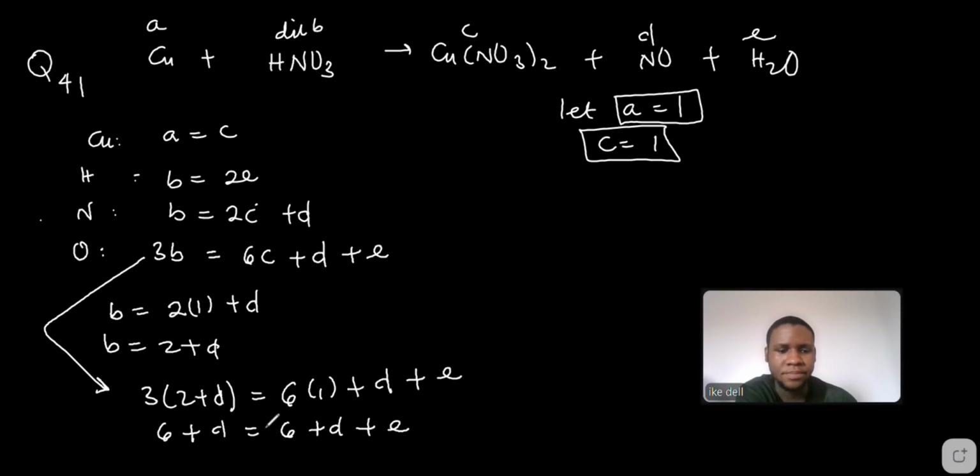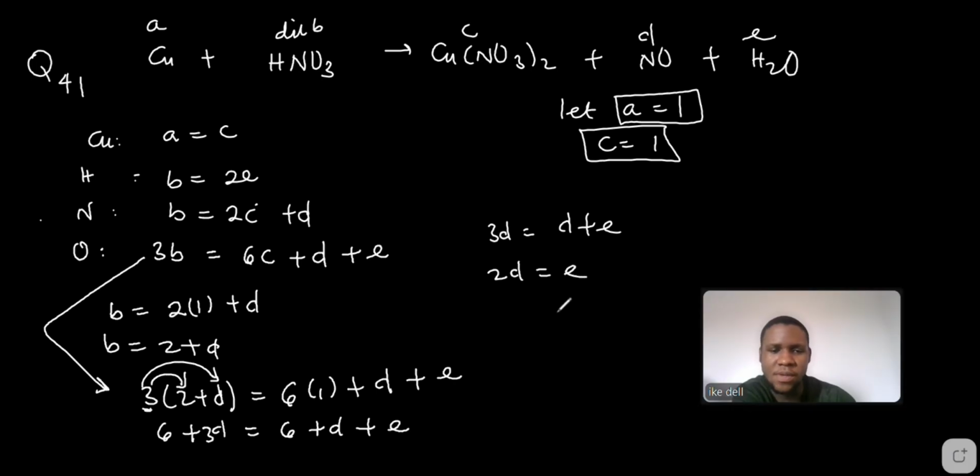What is going on? I need to look at this again. So let me do it again. B is equal to 2C plus D. Okay, so B is 2 plus D. Yes. Oh yeah, see, 3 times 2 and then 3 times B. You see that? Important. So 6 plus 3D should equal this. Now we can take away this 6 from both sides. It's like subtracting 6 from both sides, and then we should have 3D equals D plus E. So that would mean that 2D is equal to E.